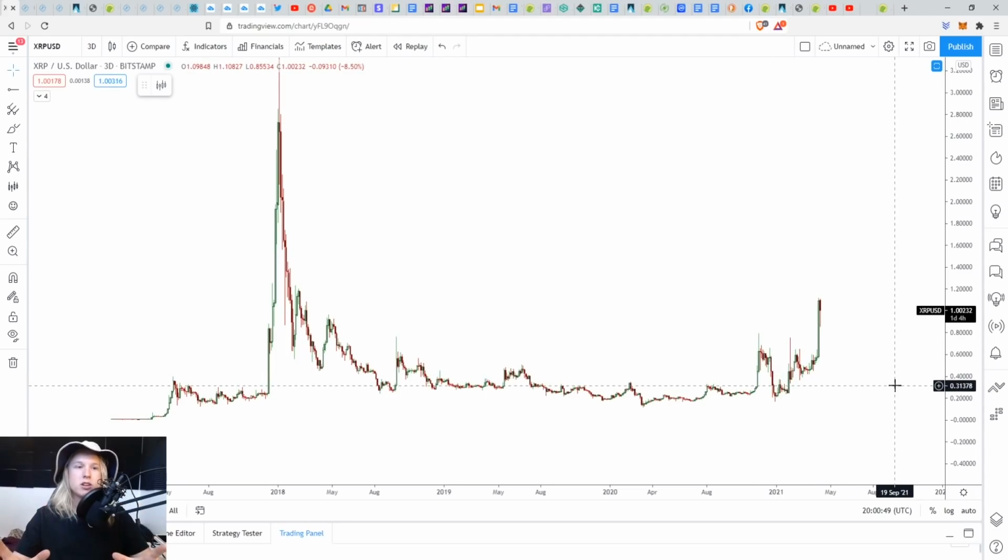Now, all of these factors are reasons why people have thrown FUD. Oh, it's been lagging. It's not going to go up in this cycle. Oh, the SEC sued it. Oh, it got delisted from Coinbase. Every single bit of FUD that has been thrown at XRP has been proven false. And not only proven false, but the price then does the exact opposite of what everybody thinks it's going to do.